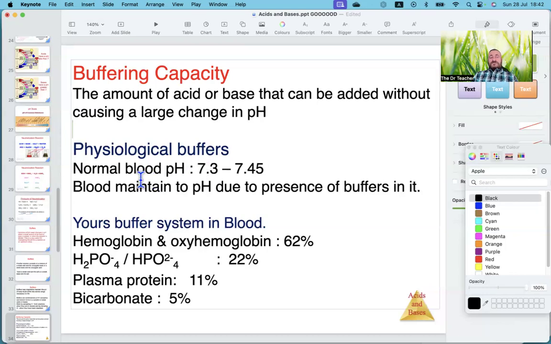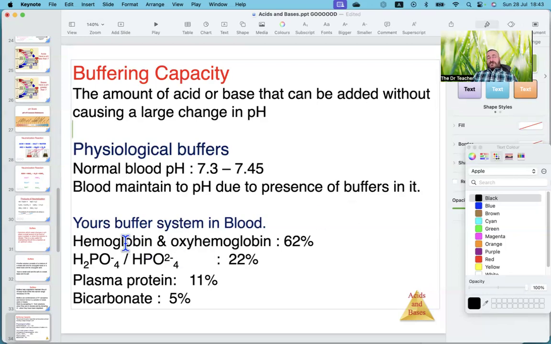Physiological buffers: normal blood pH is between 7.35 to 7.45. You see the pH of the blood is a little bit higher than neutral. It's basic, because it's more than 7. So blood maintains its pH due to the presence of buffers in it.